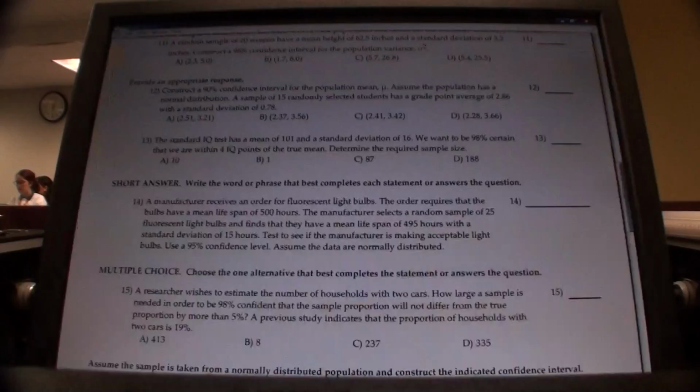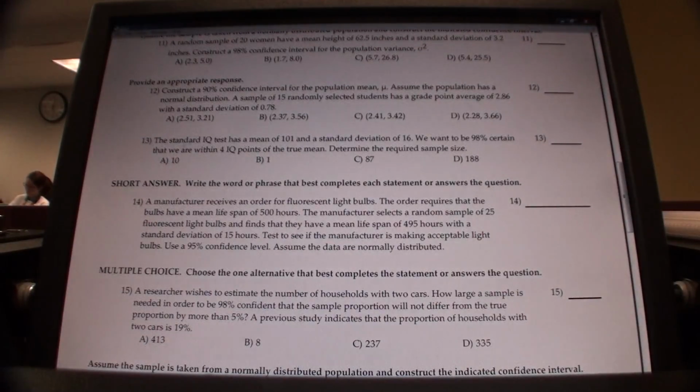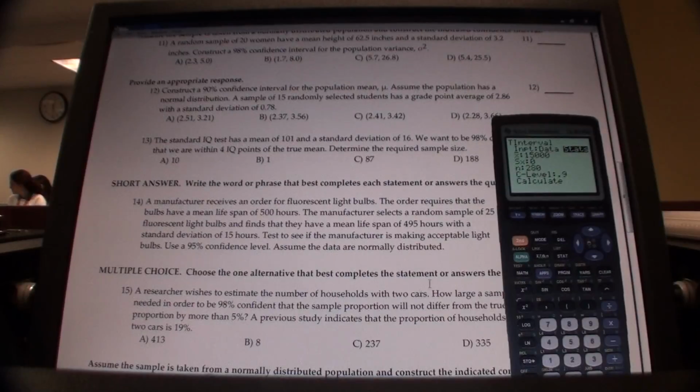In that case, we have what? We have a mean of 2.86, standard deviation 0.78. So let's go to 2.86, and you go to standard deviation equal to 0.78. The n is equal to 15, right?